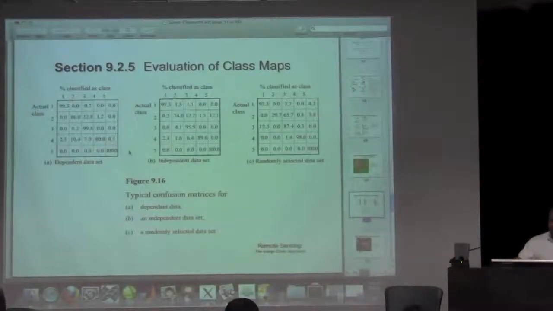Now here's the other thing that you can do. There are 3 confusion matrices labeled here. One's labeled dependent data, independent data, and randomly selected data. What does that mean?